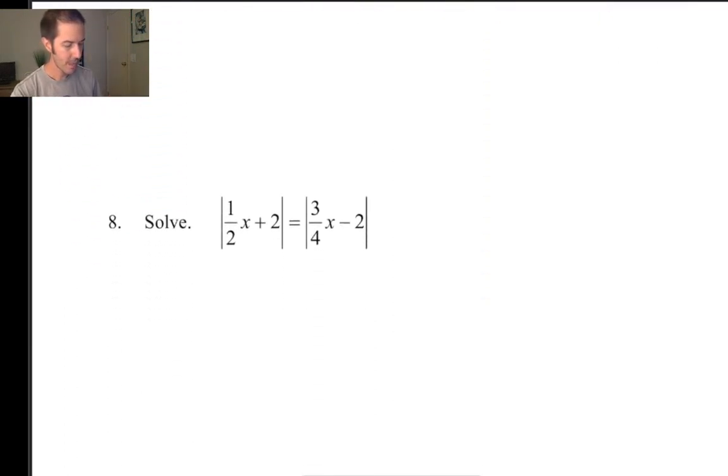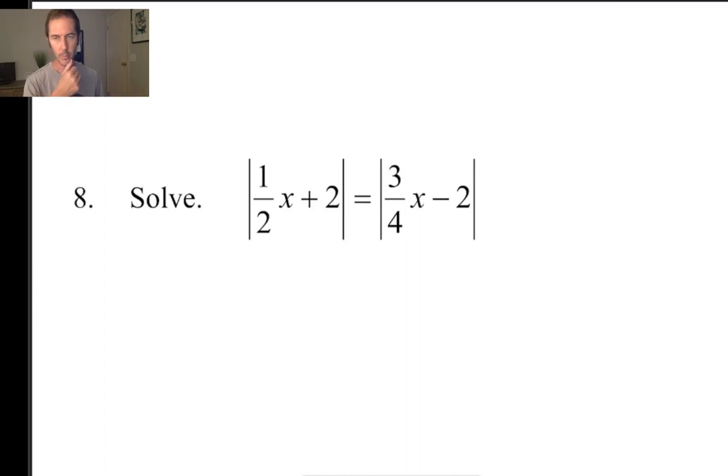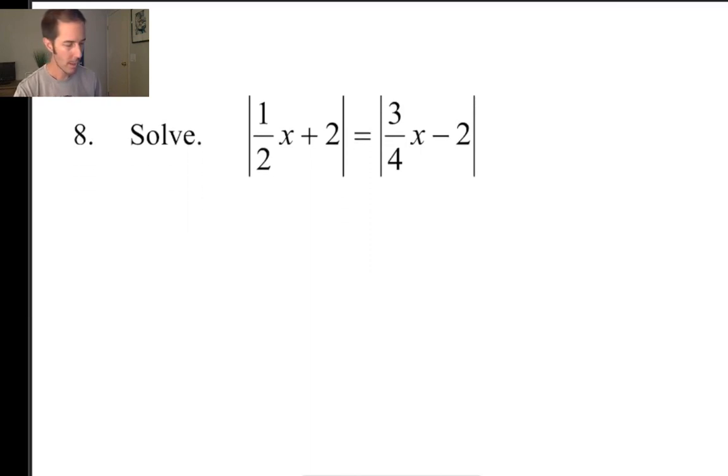What else have we got? Same idea. Once you clear the absolute value bars out of this thing and you've got it written as two separate equations, my recommendation is multiply the entire equation by 4. I'll write down the first one and then you can do the second one.